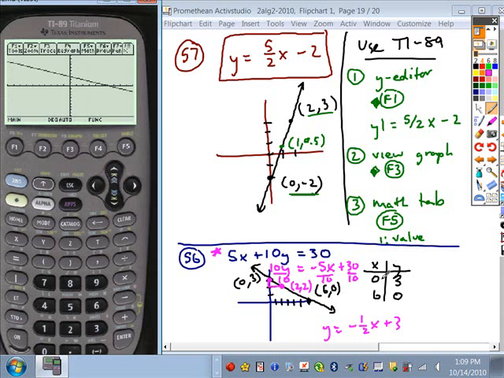Yeah. And if I wanted to check these numbers too, I could hit F5 value. When x is 0, the y-intercept is 3, which is correct. And I could check when x is 6, is my corresponding y value 0? Yes. So it confirms that as well. Okay, so you can use your calculators to confirm your answers for these.